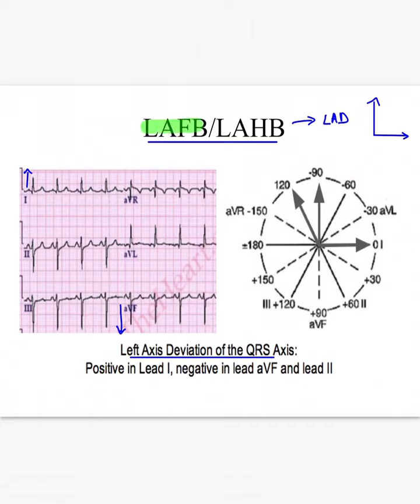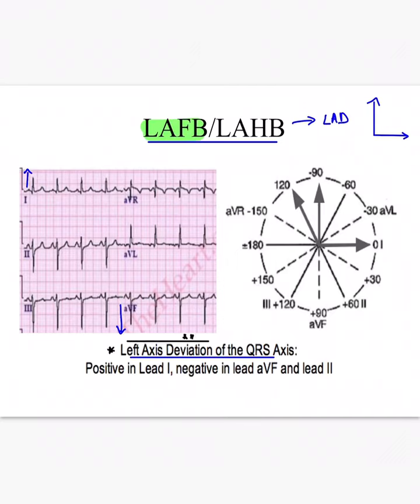Then what we have here is the left anterior fascicular block, or left anterior hemiblock. Fascicular block or hemiblock. First, when the entire graph is there, try to work out the axis, which will help you a lot. See, lead 1 is positive and aVF is negative, both leaving each other, which means it's a left axis deviation.